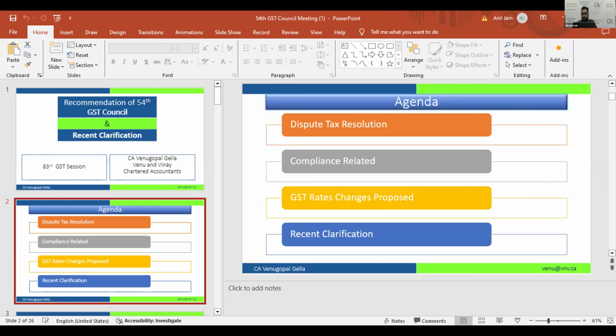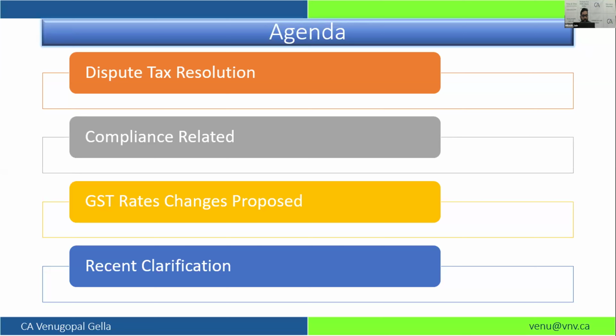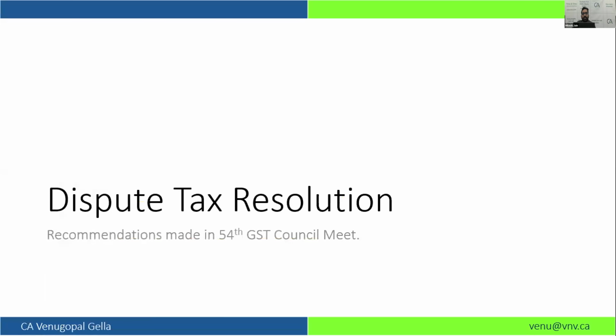So friends, the agenda for today's discussion is as follows. The first topic we'll be discussing is dispute tax resolution. The second topic is the compliance related changes recommended in the 54th GST Council meeting. Then we will move on to the rate changes in GST as proposed by the Council, and then to certain clarifications on subject matters which are very litigative under GST. To start out, let's start with dispute tax resolution.